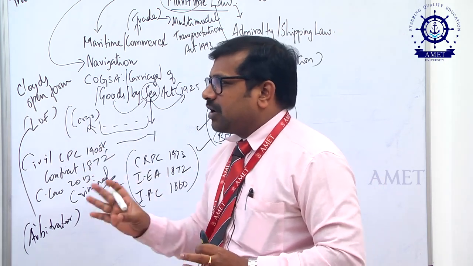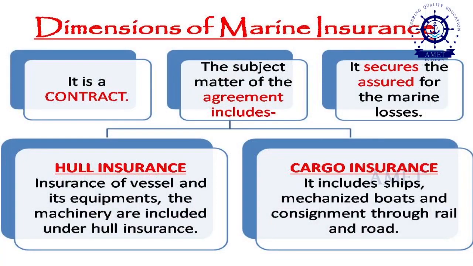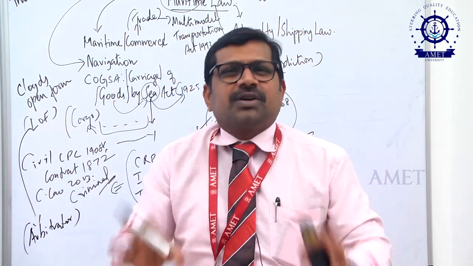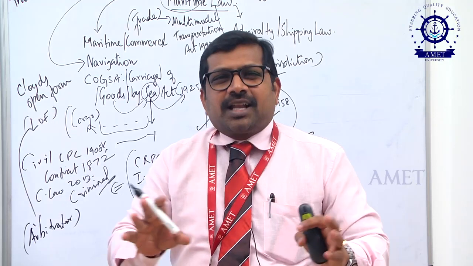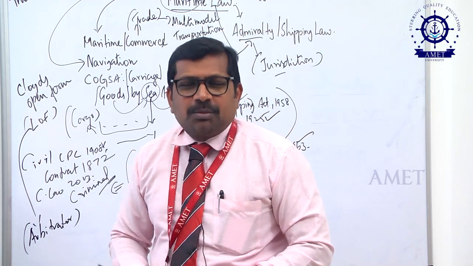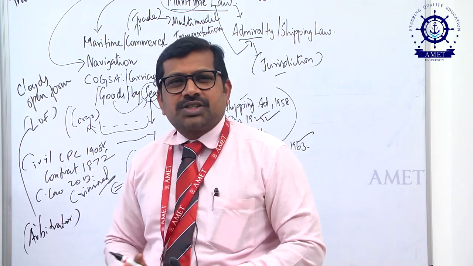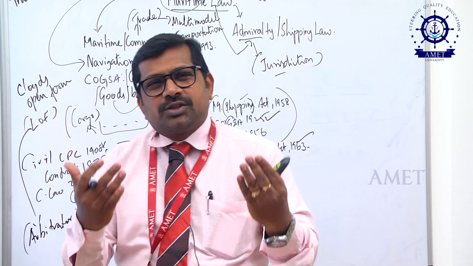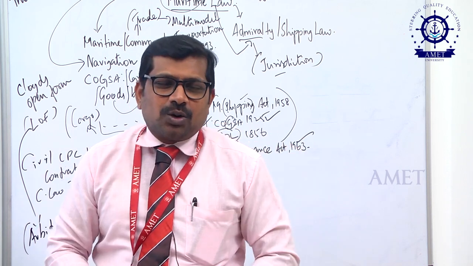Cargo insurance applies to any mode of transit. It includes consignments shipped by rail and road, where goods are going to move from one place to another. As I told, for any mode of transportation, not only the Carriage of Goods by Sea Act 1925 will be applicable, but another important act, the Multimodal Transportation Act, will also be applicable. For that, the most important type of insurance here is cargo insurance. So, two types of insurance: hull insurance as well as cargo insurance.